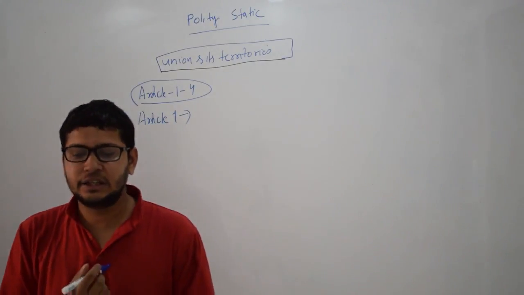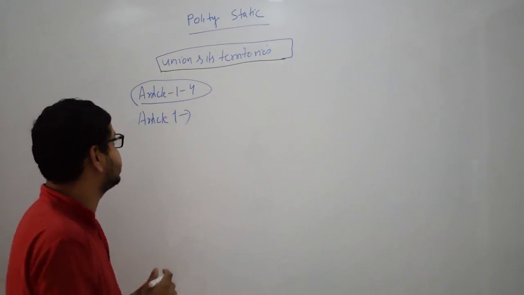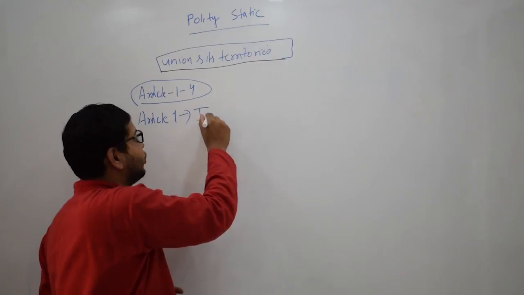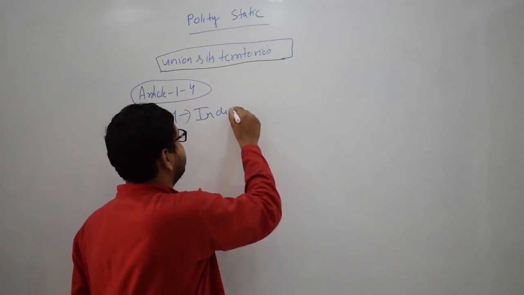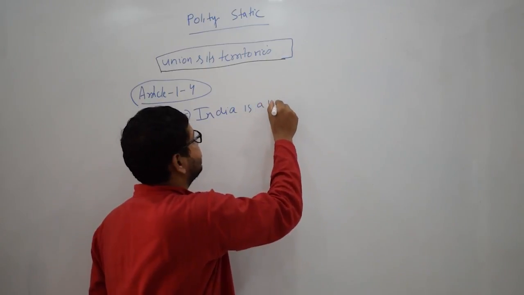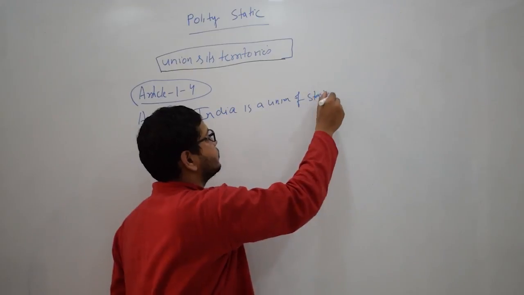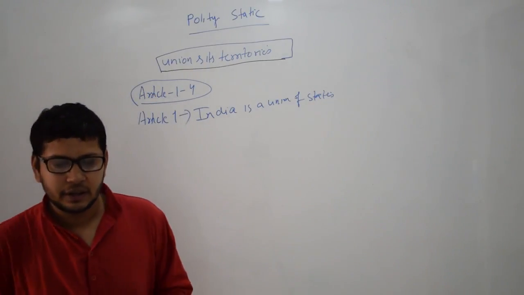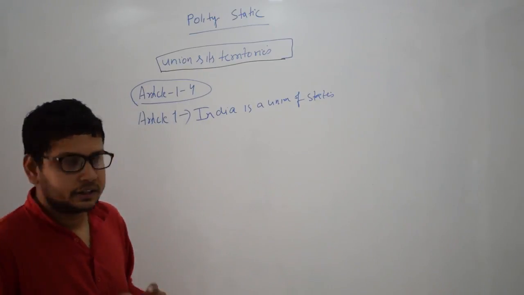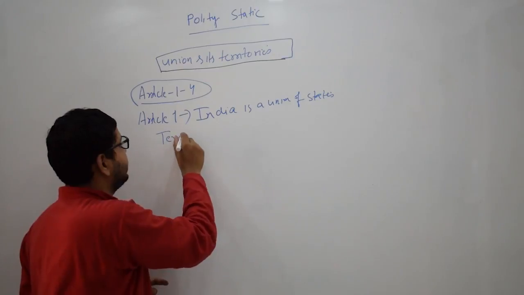Article 1 tells that India is a union of states. It's a union of states, it's not a federation of states. And why? We have already discussed that in the earlier lecture. One very important thing you have to remember is that it contains the definition of territory of India.